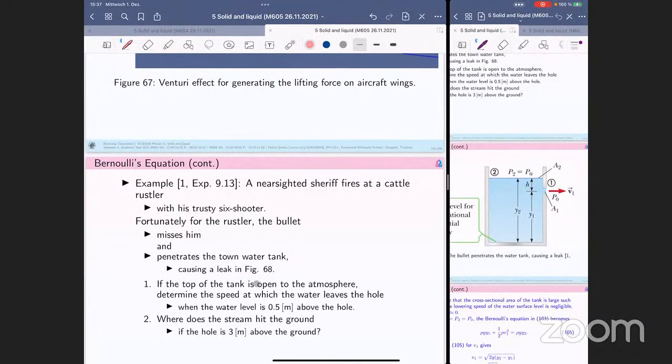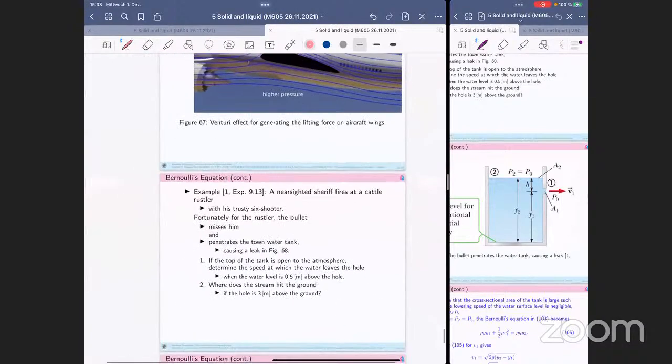If the top of the tank is open to the atmosphere, determine the speed at which the water leaves the hole when the water level is 0.5 m above the hole, the broken hole here. Where does the stream hit the ground? The first quantity is V1, the speed at which the water leaves the hole. The second quantity is the distance from the hole along the x-axis. We're going to need to determine that.